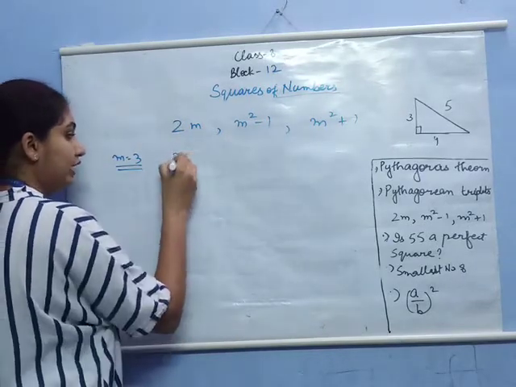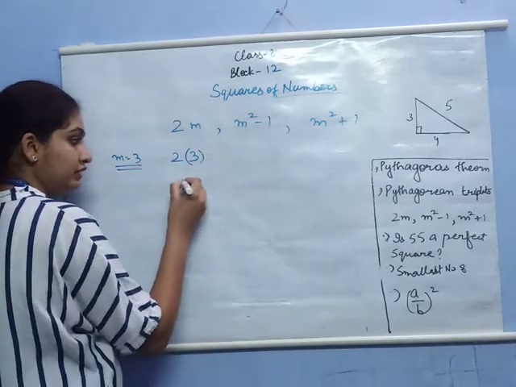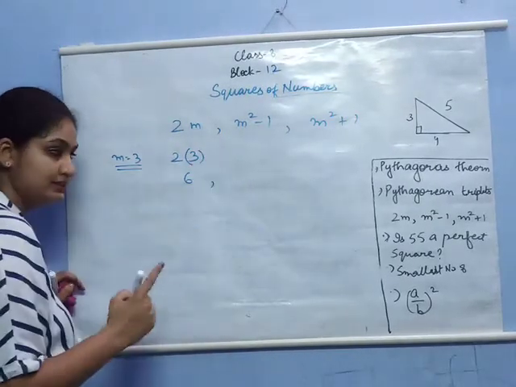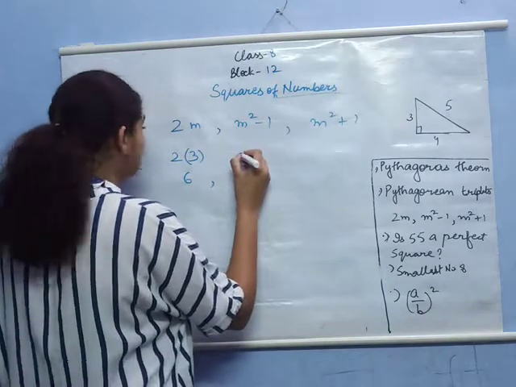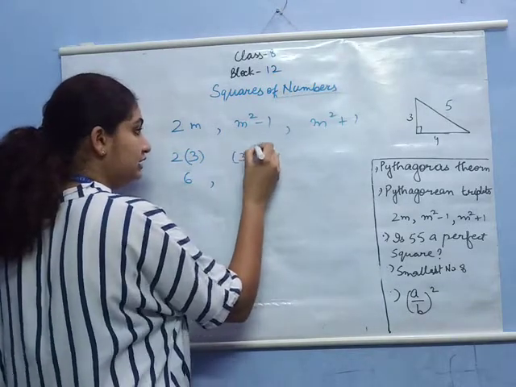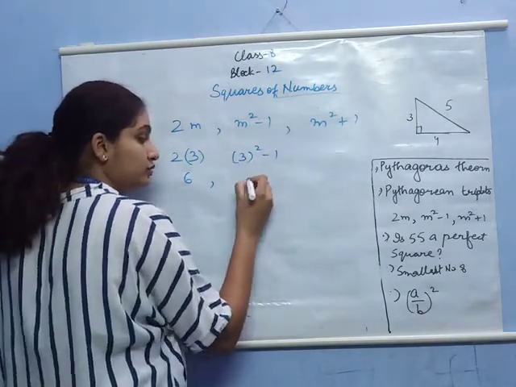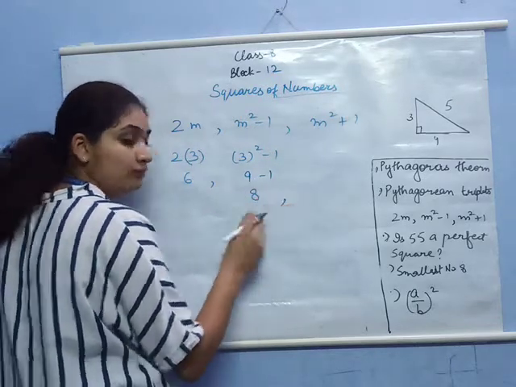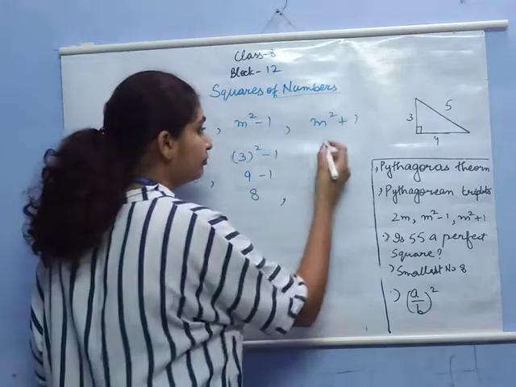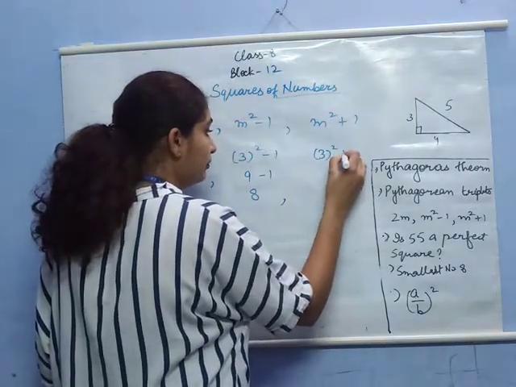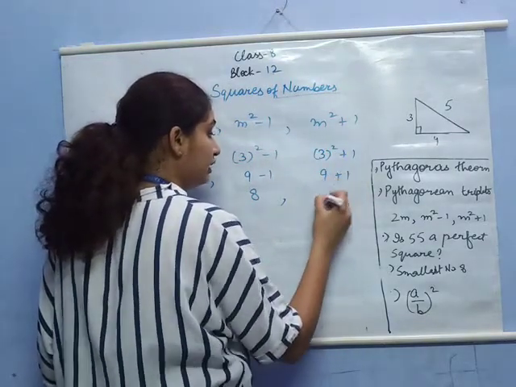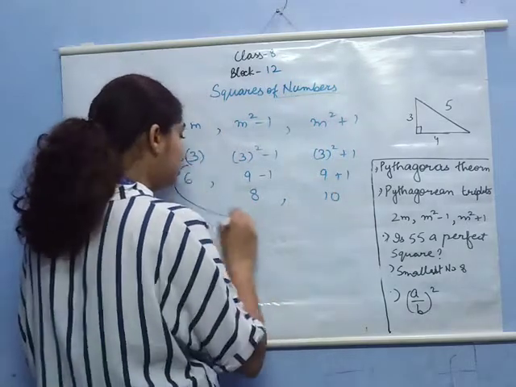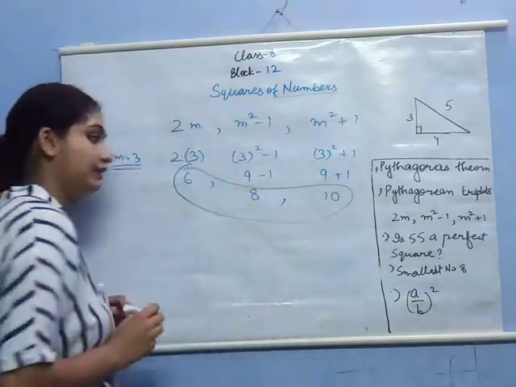Instead of m, I'll write 3. 2 times 3 is 6. One number is 6. Then 3 squared minus 1: 3 squared is 9, minus 1 is 8. The other member of the Pythagorean triplet is 8. Then 3 squared plus 1: 9 plus 1 is 10. Our Pythagorean triplet is 6, 8 and 10.